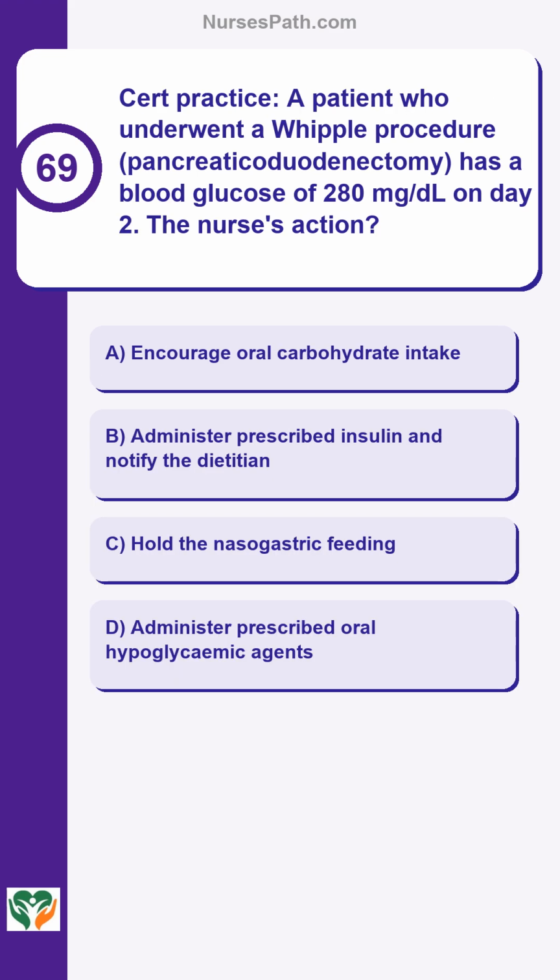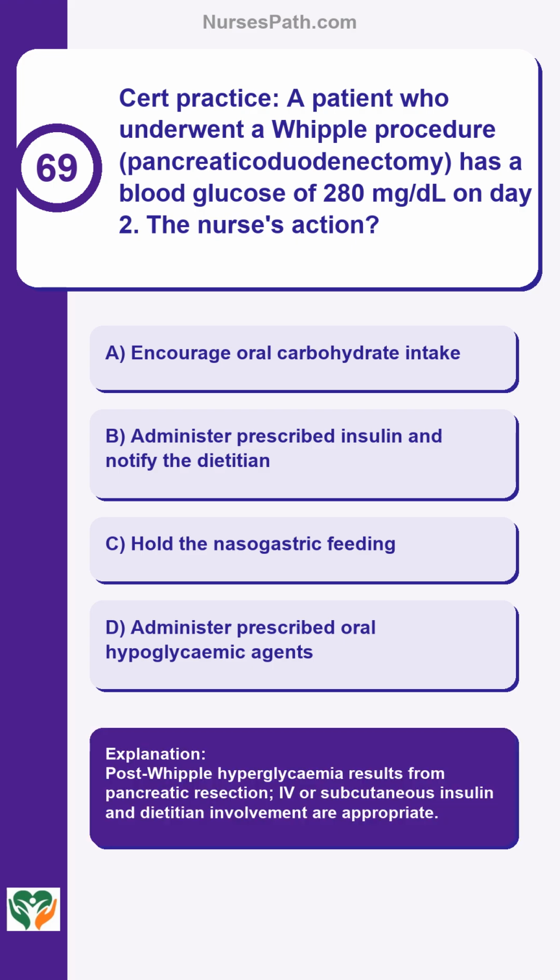Question 69. CERT practice. A patient who underwent a Whipple procedure, pancreaticoduodenectomy, has a blood glucose of 280 mg per deciliter on day 2. The nurse's action? Encourage oral carbohydrate intake. Administer prescribed insulin and notify the dietitian. Hold the nasogastric feeding. Administer prescribed oral hypoglycemic agents. Post-Whipple hyperglycemia results from pancreatic resection, so subcutaneous insulin and dietitian involvement are appropriate.